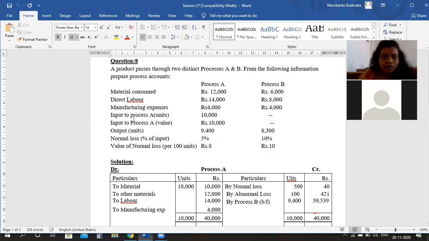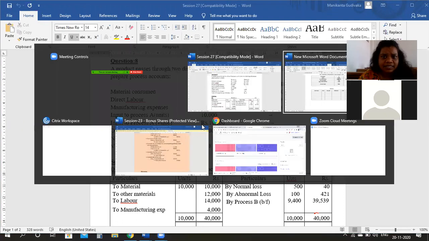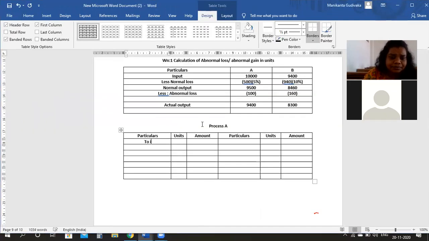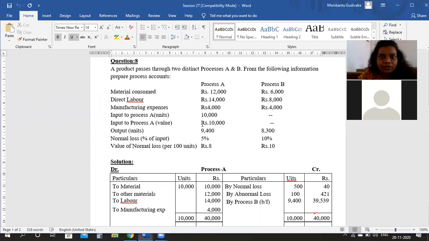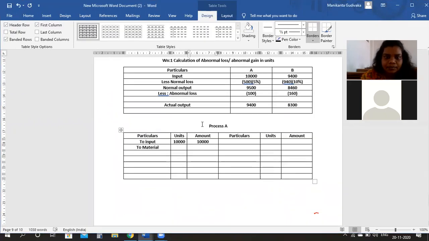Tell me, ma, the input or the material is 10,000 units with the value of 10,000. So I first write here 'To input'. Please take 10,000 and 10,000 in your amount column. We also have material consumed, how much, ma? We have 12,000. We have labor of 14,000. That has to be 'To labor'.